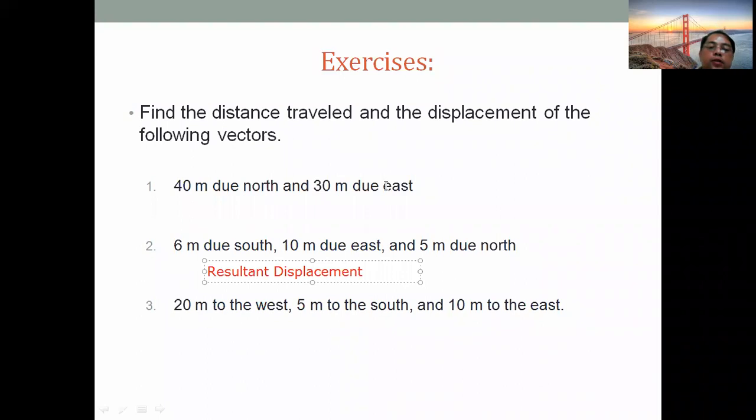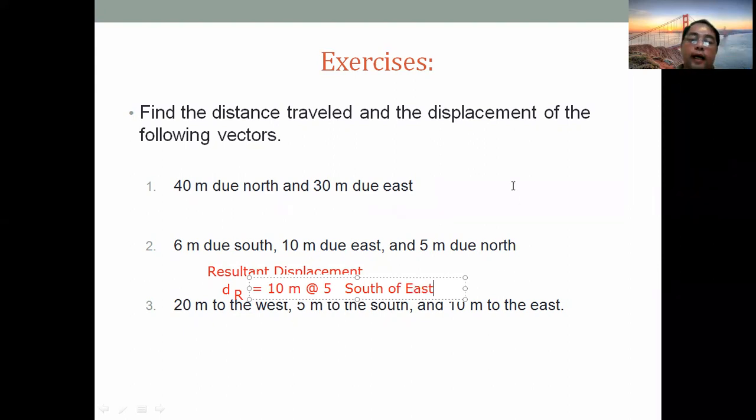Again, for number 2, what is the resultant displacement? The resultant displacement is sometimes labeled as dr. Now for this number, our answer will also be roughly 10 meters. And the angle is 5 degrees, roughly 5 degrees south of east.